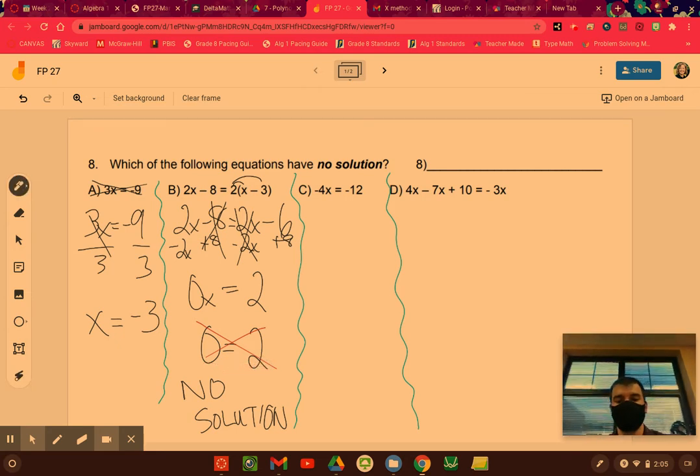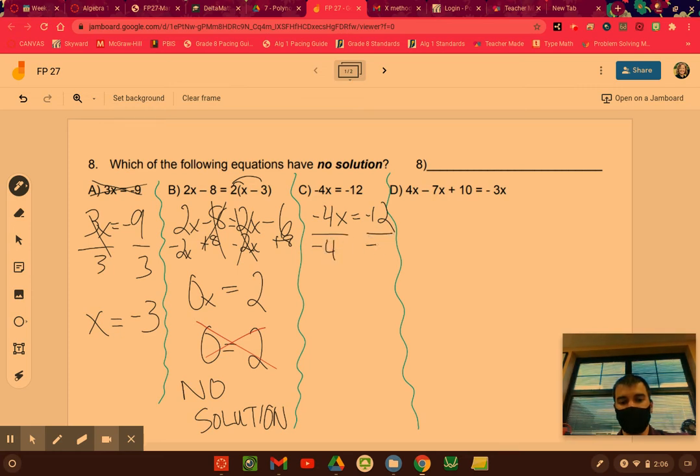So let's look at C. Well, how would I go forward with C right here? I would solve for x by dividing both sides by negative 4. Divide both sides by negative 4, so that'll cancel and get x is equal to negative 12 divided by a negative 4 will give us a positive 3. So this one does have a solution. So that means our answer cannot be C either.